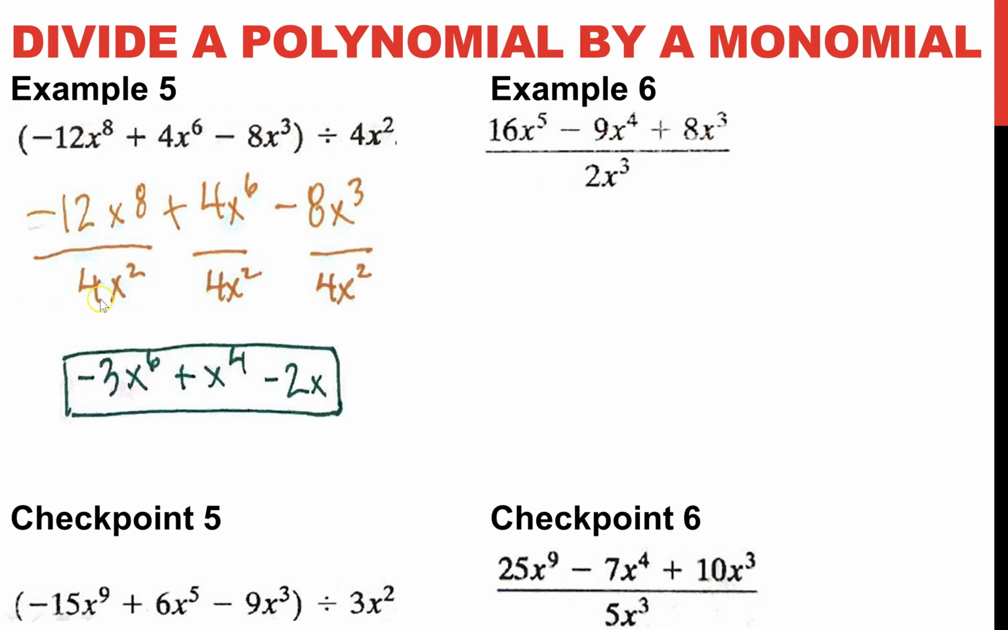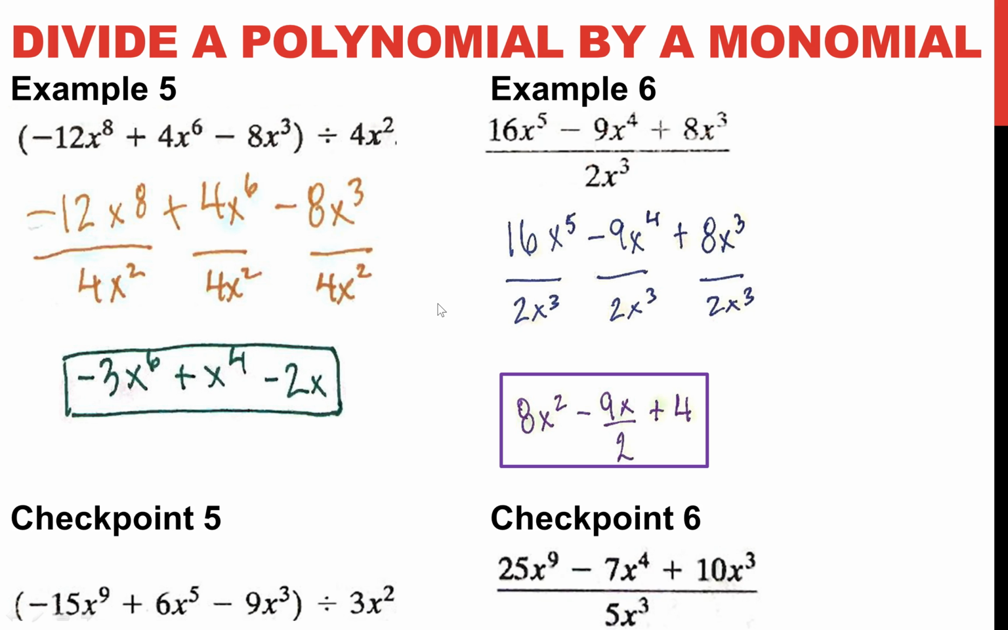So negative 12 divided by 4 is negative 3, x to the 8th divided by x squared, x to the 6th. And you see each of the terms simplifies to something without a denominator. So now I just have a polynomial, negative 3x to the 6th plus x to the 4th minus 2x. Kaboom. Example 6 is even easier because what example 6 does is it already reminds us that that 2x to the 3rd is dividing each term. So as I divide each term, I divide the numbers, then I divide the exponents, and I've got my answer.